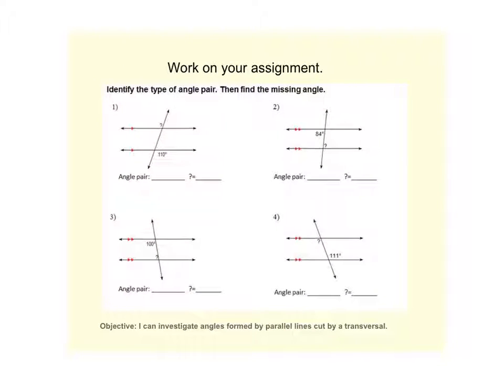The rest of this is just telling you to work on your assignment. So just to talk it through really quickly, they want you to identify the pair, then find the missing angle. So you might want to write same side equals supplementary, so you can remember that means they would add to 180. When you identify the angle pair, that would go here, and then the measure of the angle that they're asking for, that question mark, would go there.